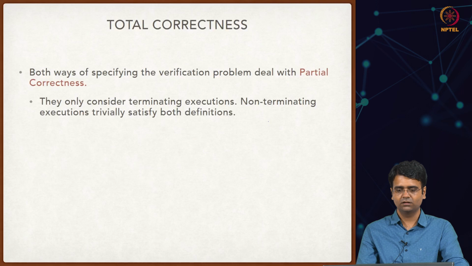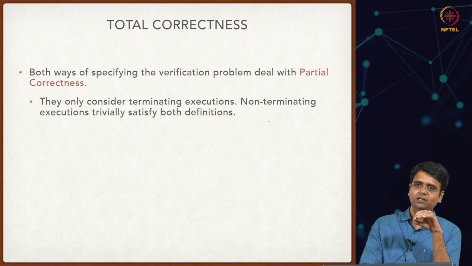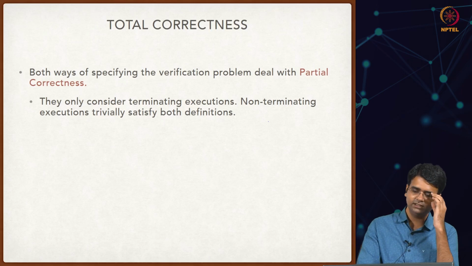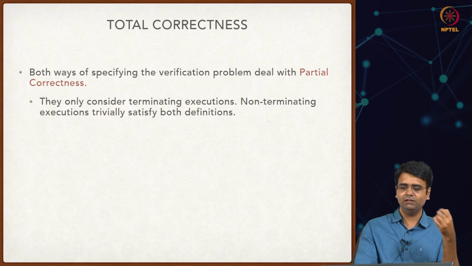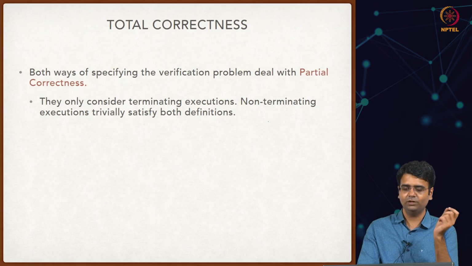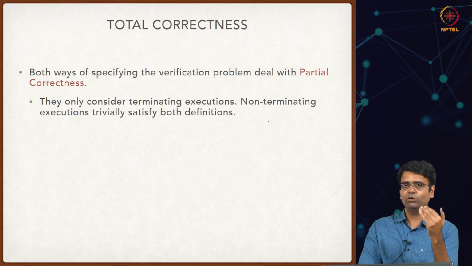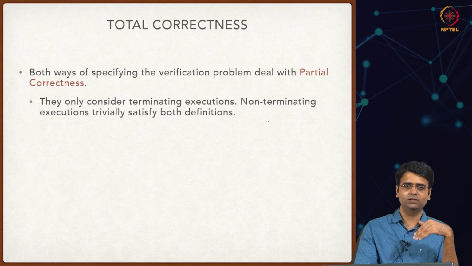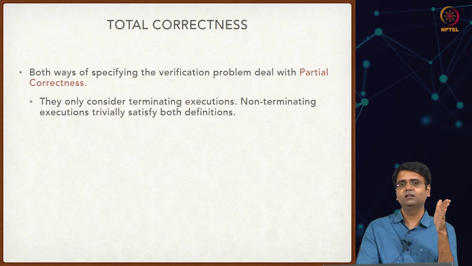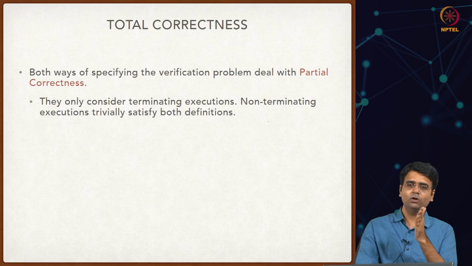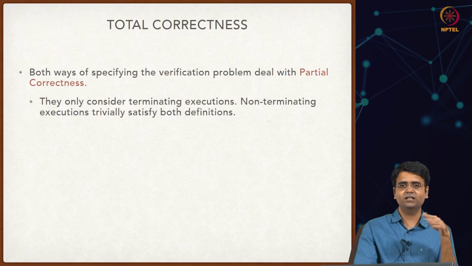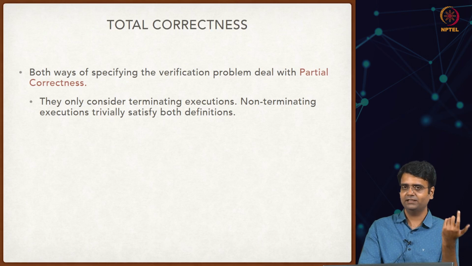Okay. So both the ways that we have considered of specifying the verification problem, which is one through assert assumes, and the other through Hoare triples, they both deal with what we call partial correctness, because they only consider terminating executions. Okay. So imagine that you have a program which does not terminate, which does not halt, which means that you can keep on executing that program. Now such a program will always satisfy the two specifications that we have seen. Why is that the case?